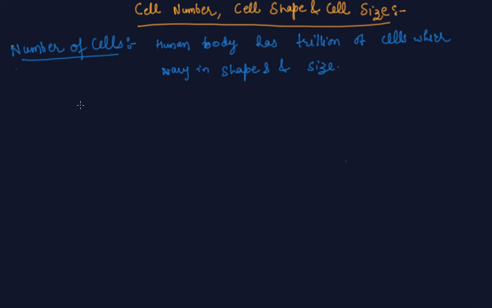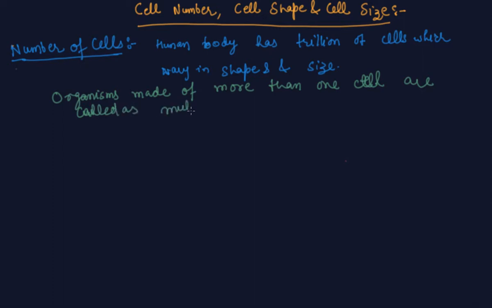So how will we differentiate between a body with a single cell and one with multiple cells? The organisms made of more than one cell are called multicellular, and organisms made of a single cell are called unicellular.